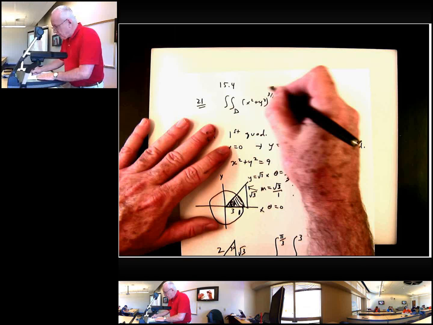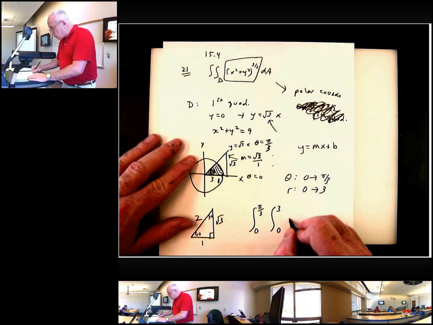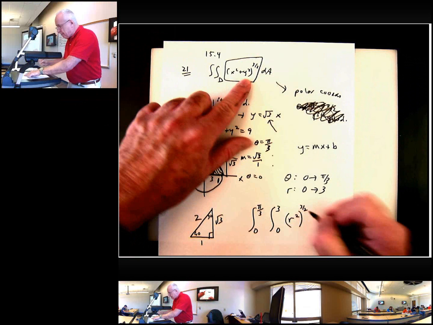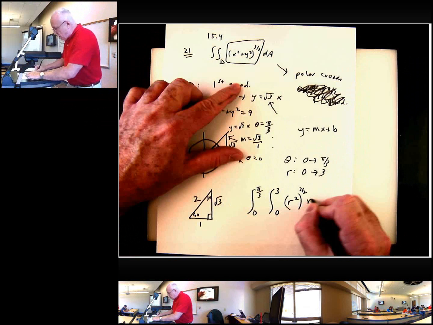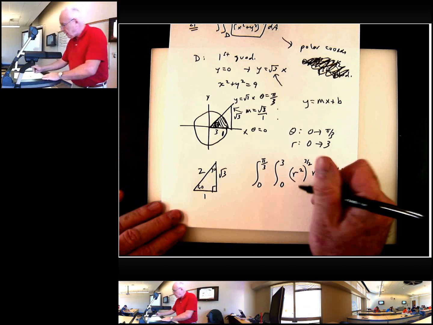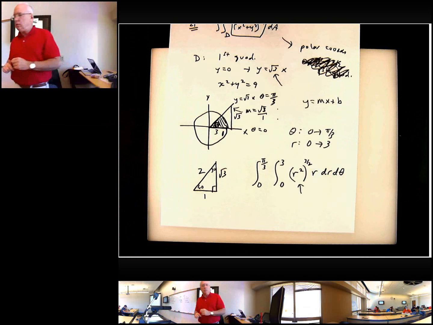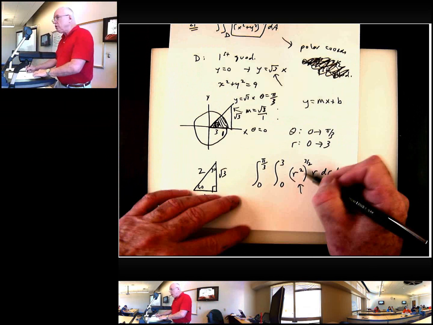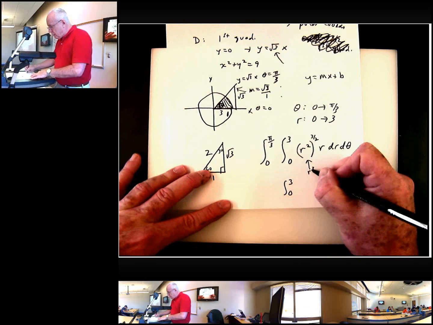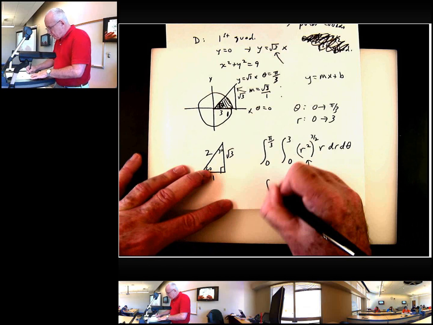What are we integrating here? x squared plus y squared to the 3/2 power. Well, x squared plus y squared is the same as r squared, but be careful, we're raising it to the 3/2 power. And then we always put the r dr d theta behind it. What is that thing going to come out to be? That r squared raised to the 3/2 power is r cubed. You multiply the exponent, so this is r cubed. So we're integrating 0 to 3 r cubed times r, which is r to the 4th, dr d theta, 0 to pi over 3.